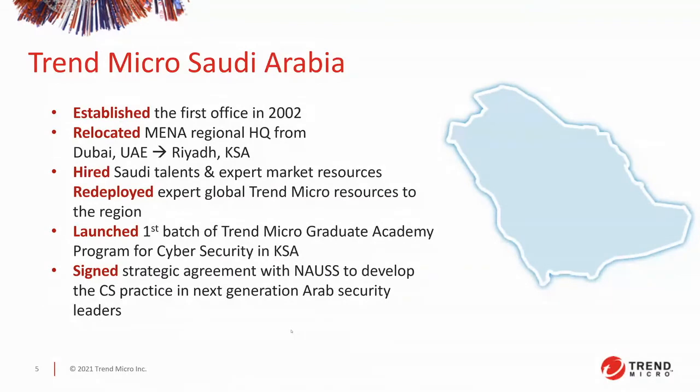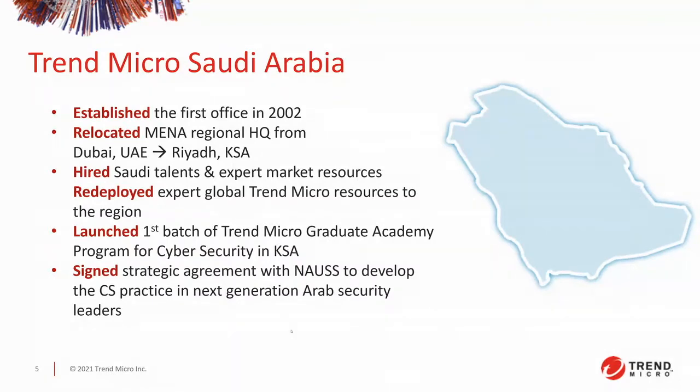As you know, the government's new direction is that global companies should have a headquarter, or HQ, in Saudi. Actually, Trend Micro has been doing that since 2018. We relocated our MENA region headquarter from Dubai, UAE, to Riyadh, Saudi.